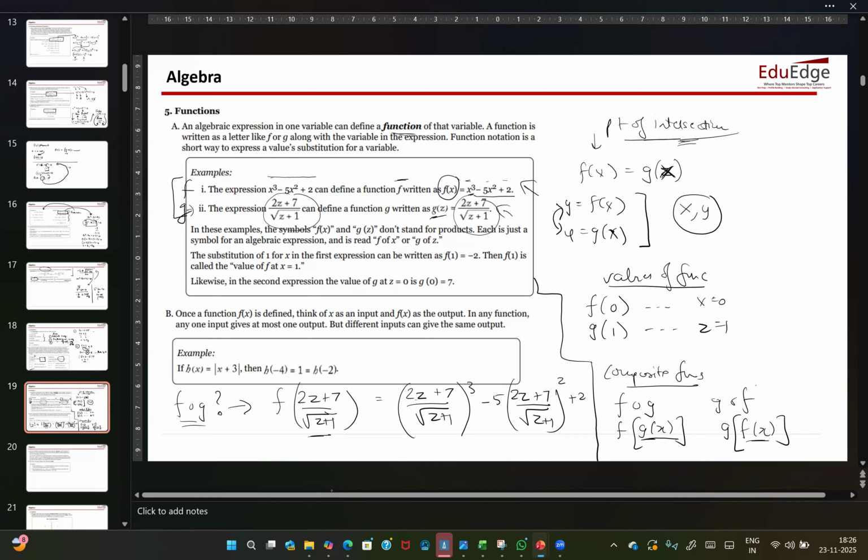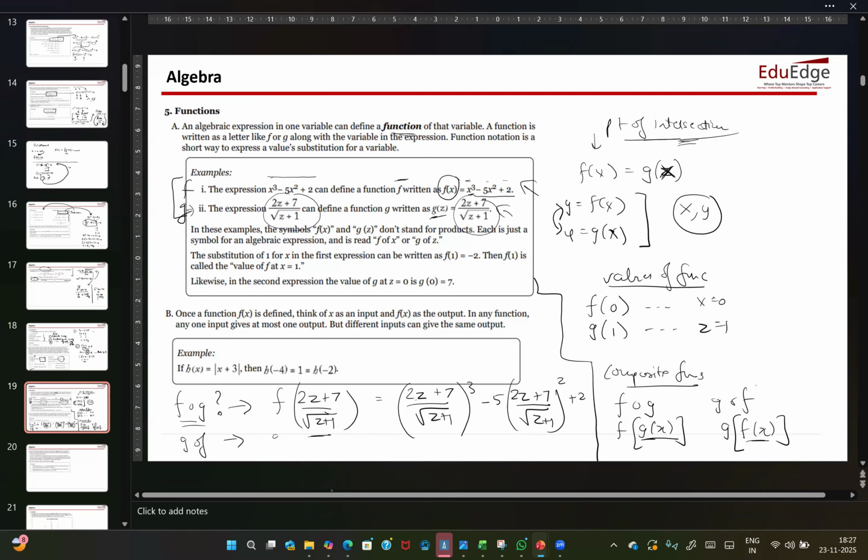Is f of g equal to g of x? No, because in the second equation I'll have to substitute the first part. So 2x cube minus 5x square plus 2, plus 7 upon root of the same thing. So what is g of f?